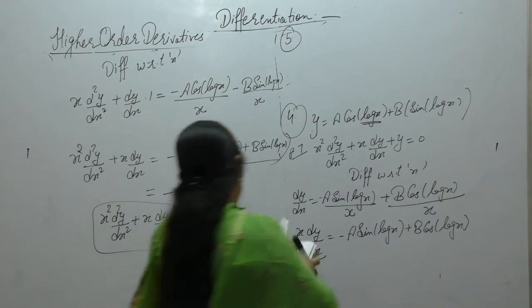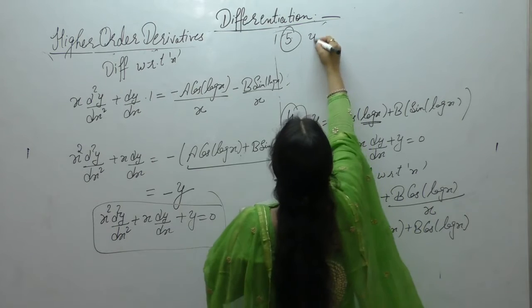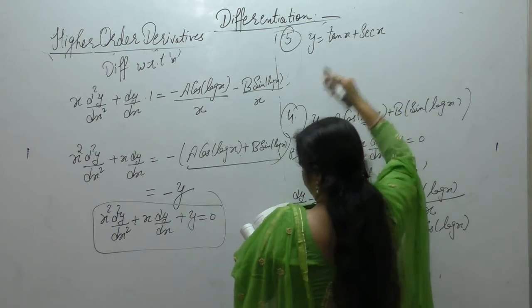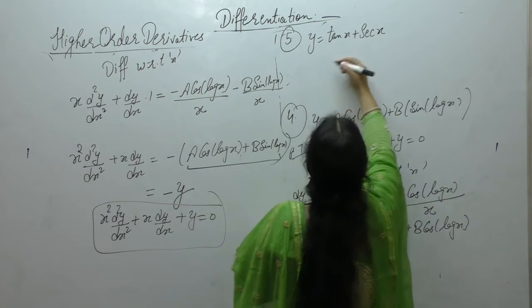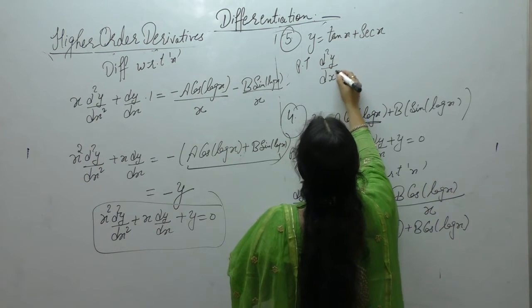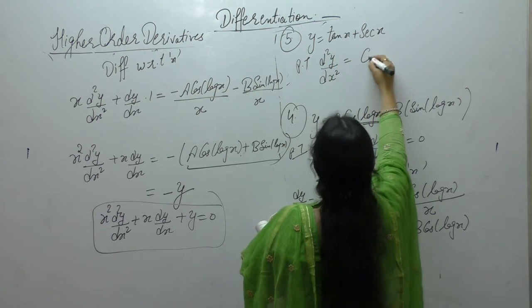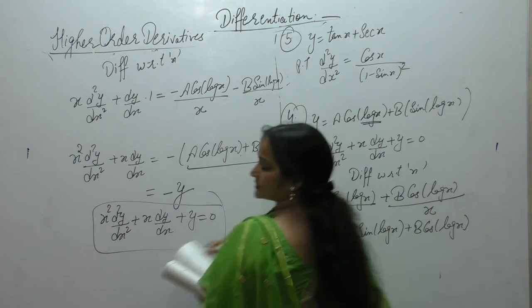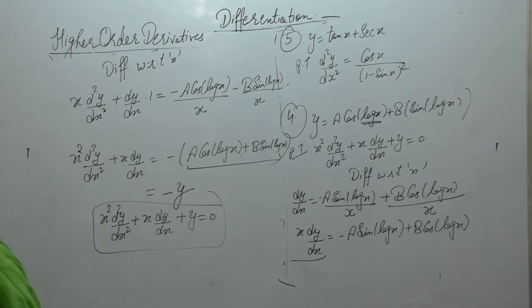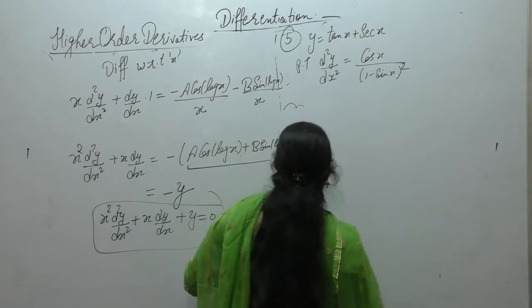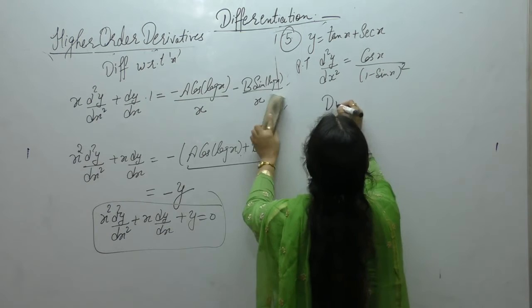Next one is, if y is equal to tan x plus sec of x, prove that d square y upon dx square is equal to cos of x upon (1 minus sin x) whole square. Now differentiate with respect to x.